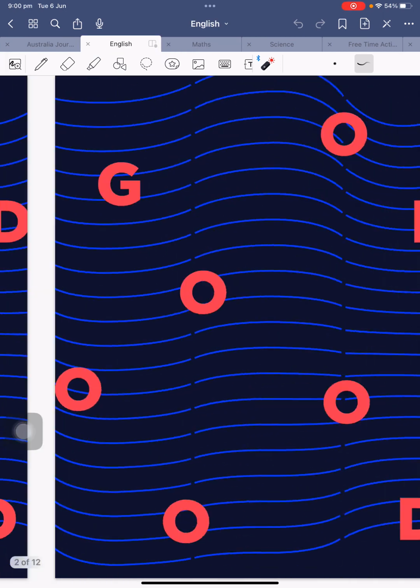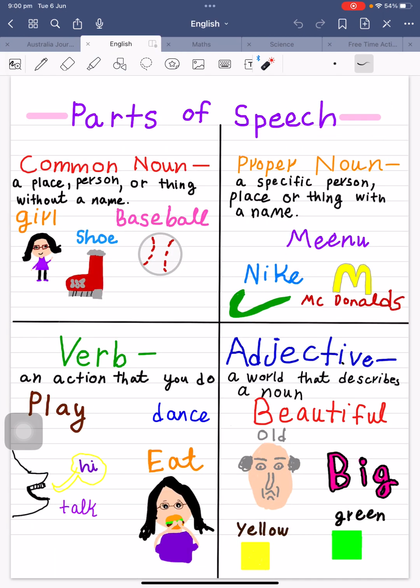Next, we're going to move on to my English notes. Okay. So here, parts of speech. So there is common noun, proper noun, and then there's verb and adjective. So a common noun is basically a person, place, animal, or thing without a name, and proper noun is basically a name, like Minu, for example. And then I wrote Nike and McDonald's, and then we have verb, an action that you do. So I did play, dance, talk, eat.